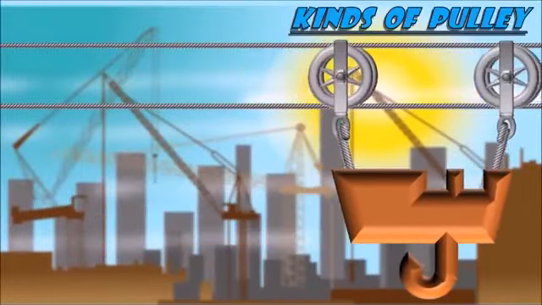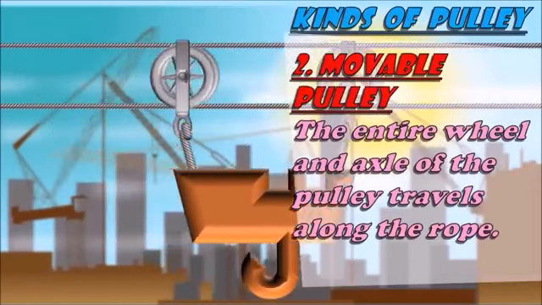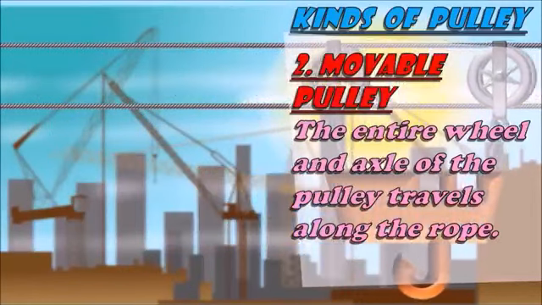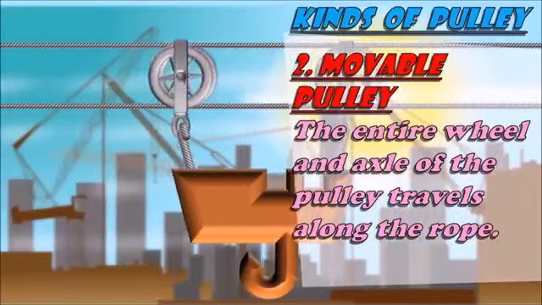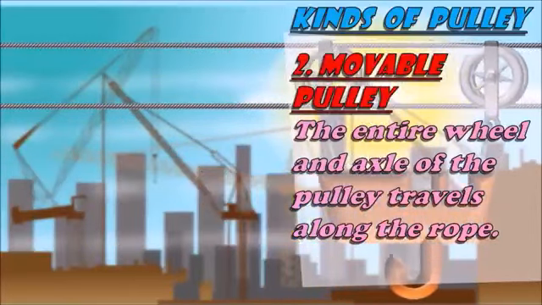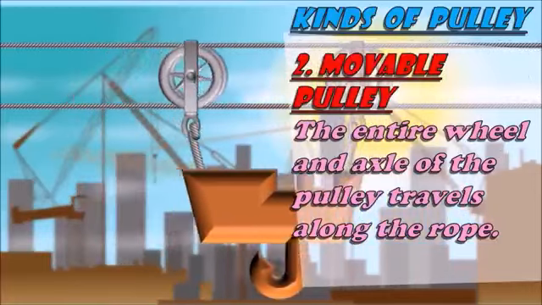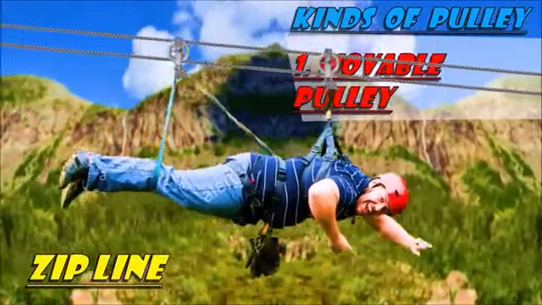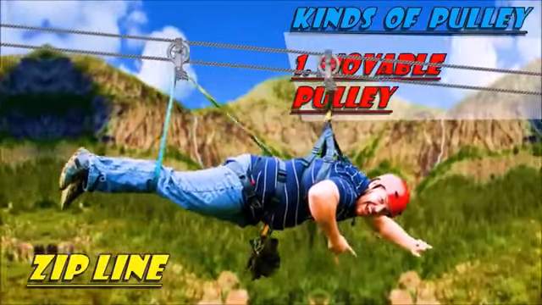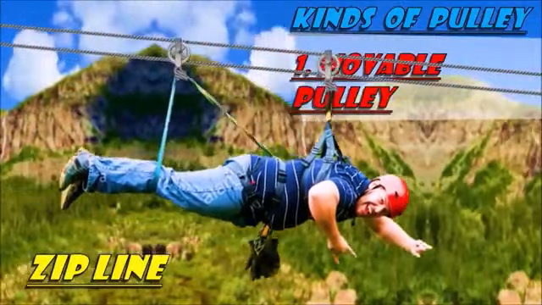A movable pulley is a complete opposite of a fixed pulley. The entire wheel together with the axle of the pulley travels along the rope. A movable pulley is hung on a rope and hooked to a resistance. Zipline, for example, uses a movable pulley to deliver a person from a high area to a low area.